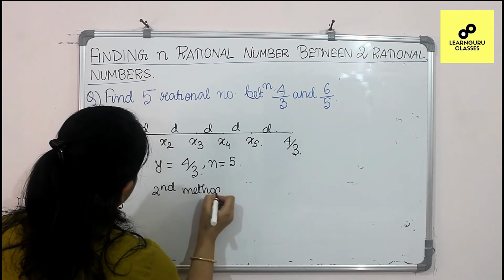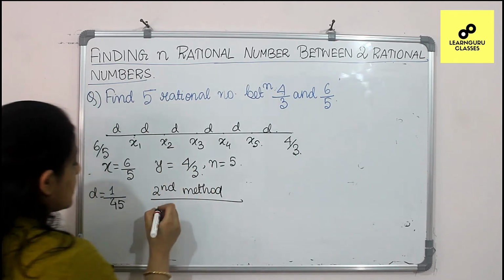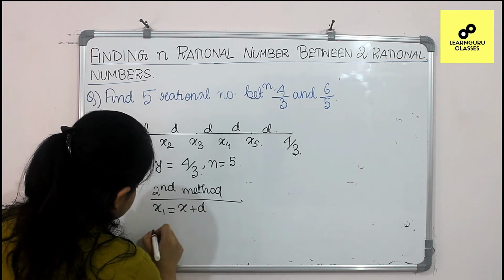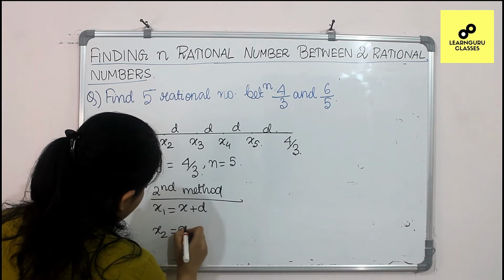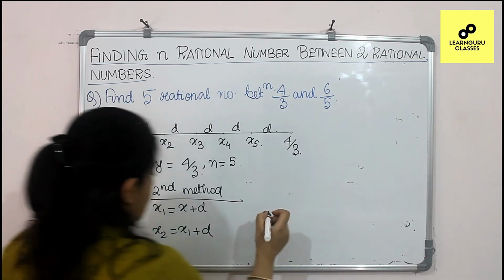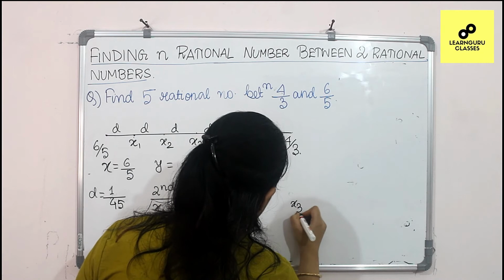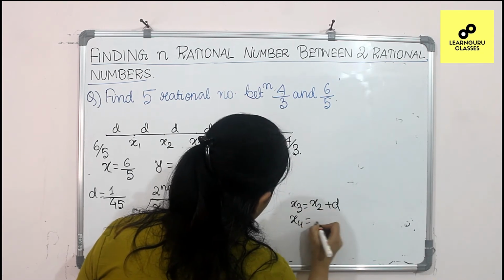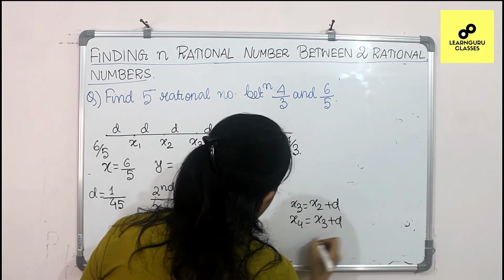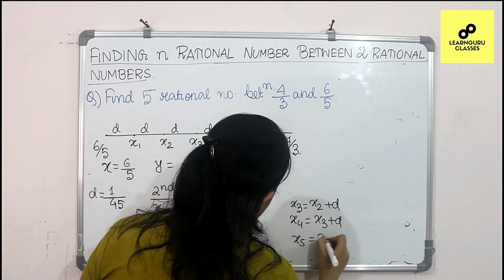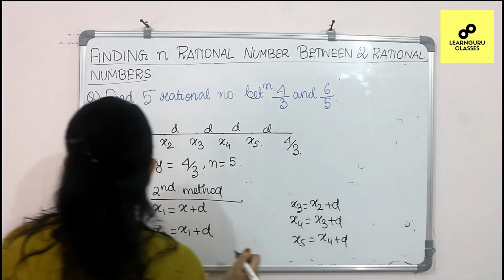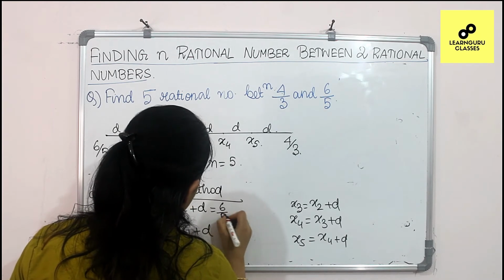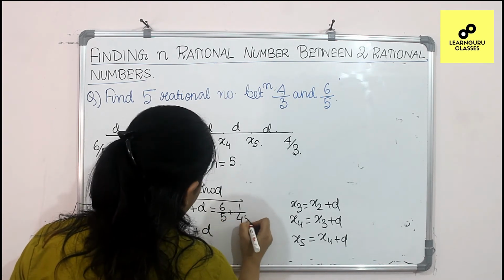So let's see how we can solve it using the second method. For the second method, x1 we can write as x plus d, x2 equal to x1 plus d, x3 equal to x2 plus d, x4 equal to x3 plus d, and x5 equal to x4 plus d. So x1 is how much? x is how much? 6 by 5. d is how much? 1 by 45.